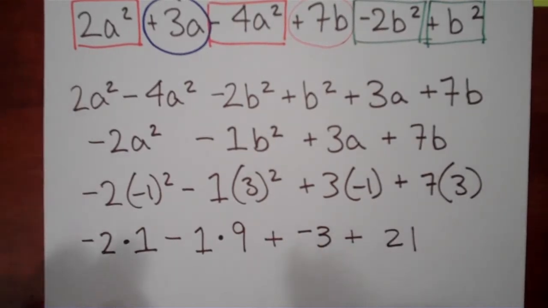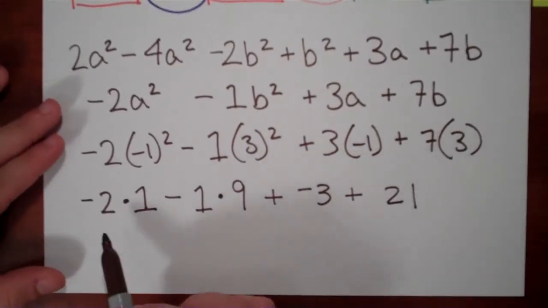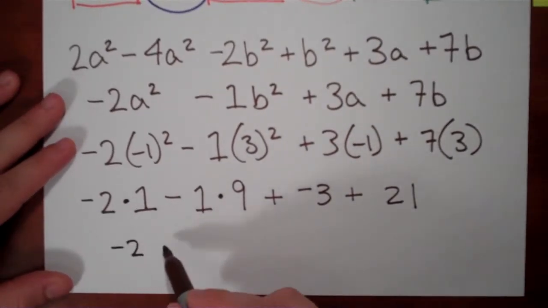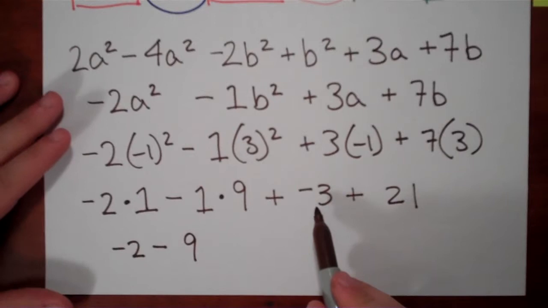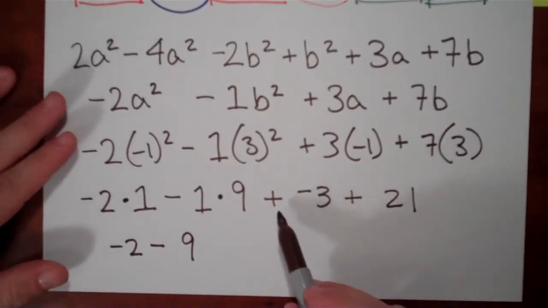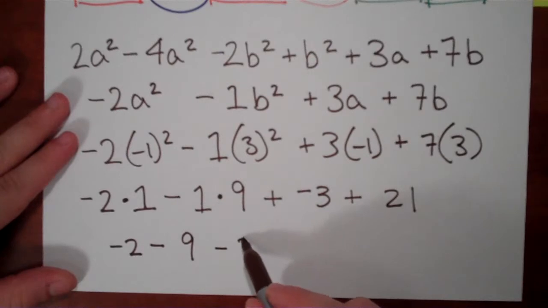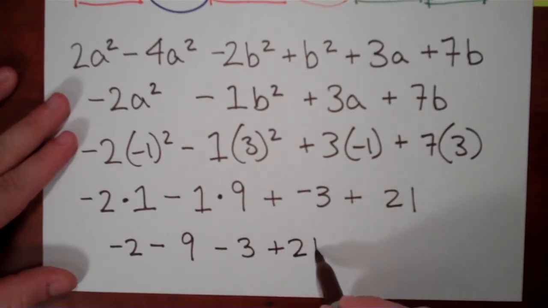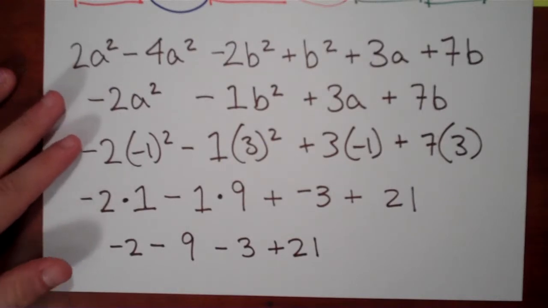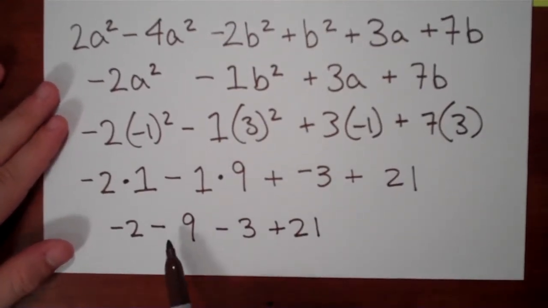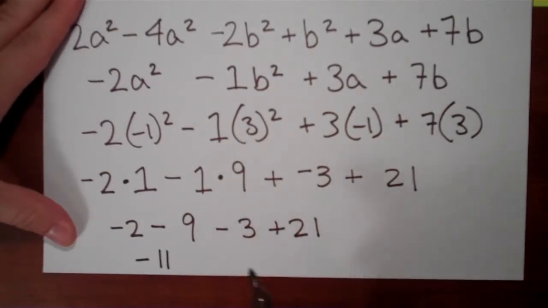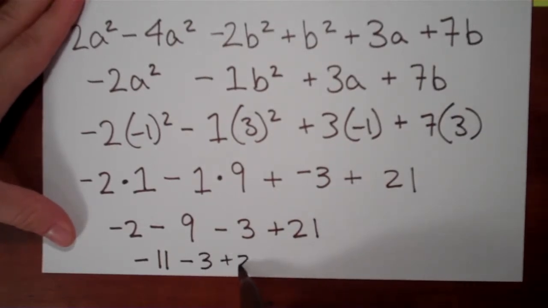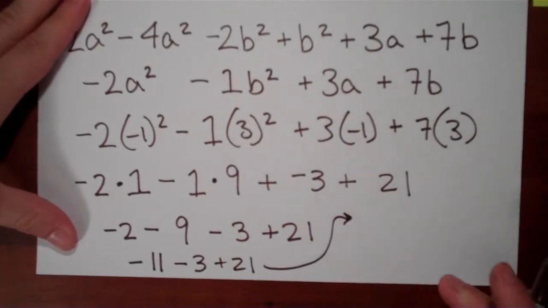Now we got all numbers. Again, order of operations. Let's handle this multiplication first. Negative 2 times 1, negative 2, minus 1 times 9, 9, plus negative 3. If we're adding a negative number, that's the same thing as subtracting. So instead of saying plus negative 3, we can just say we're subtracting 3, and then we're adding our 21. Negative 2 minus 9 would put us at negative 11. Subtract another 3 and add 21.